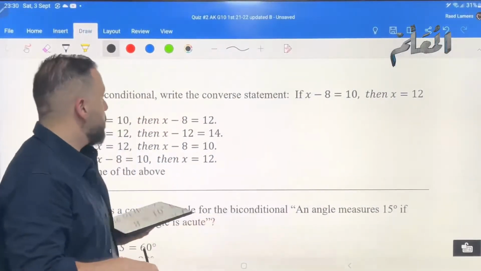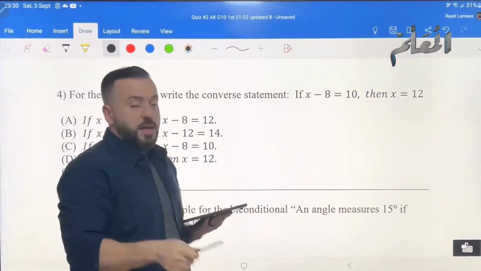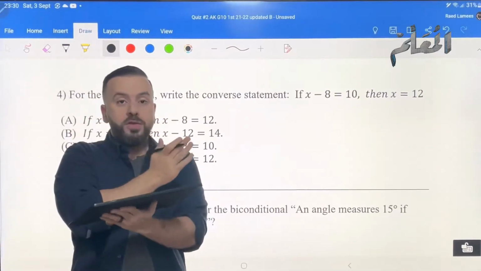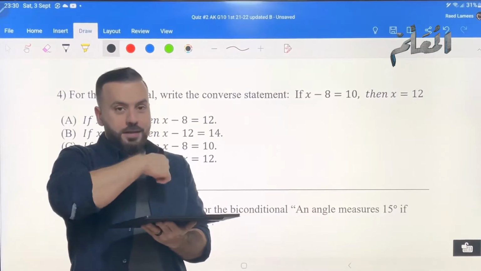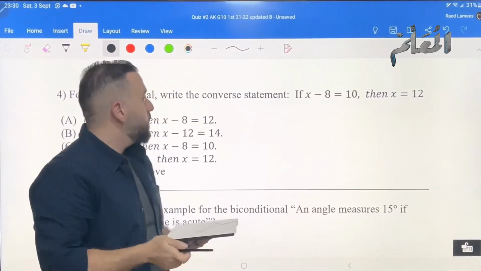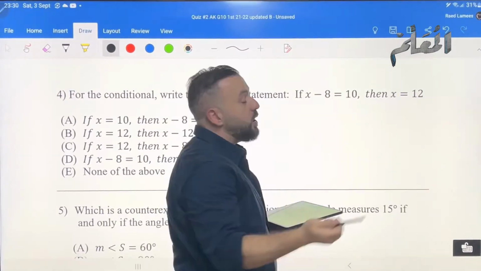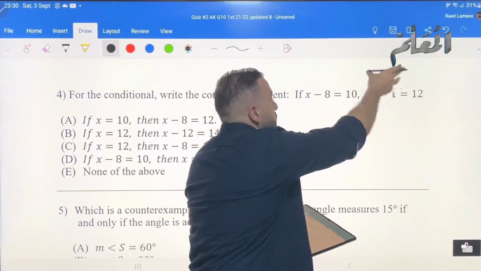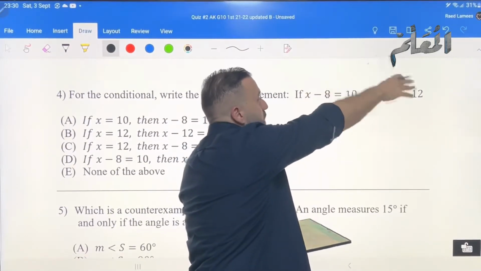Question 3. For the conditional, write the converse. I said, okay, the converse, you flip the hypothesis with the conclusion. So you can get the result of the converse. The conditional statement: if x minus 8 is equal to 10, then x is equal to 12. So what's the converse? Of course, we're going to take this in the place of this, and we're going to take the hypothesis and put it as a conclusion.